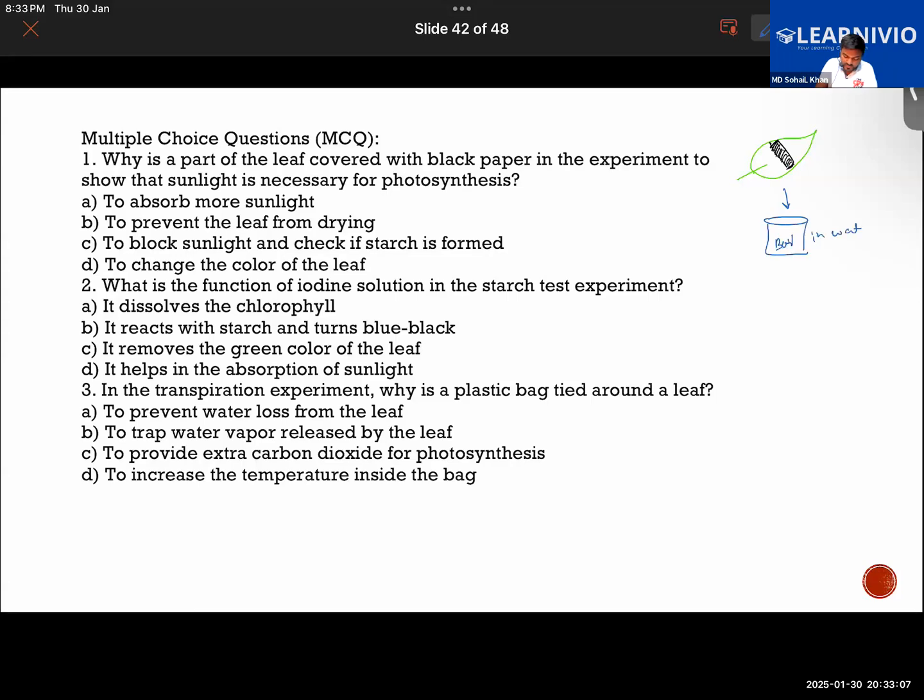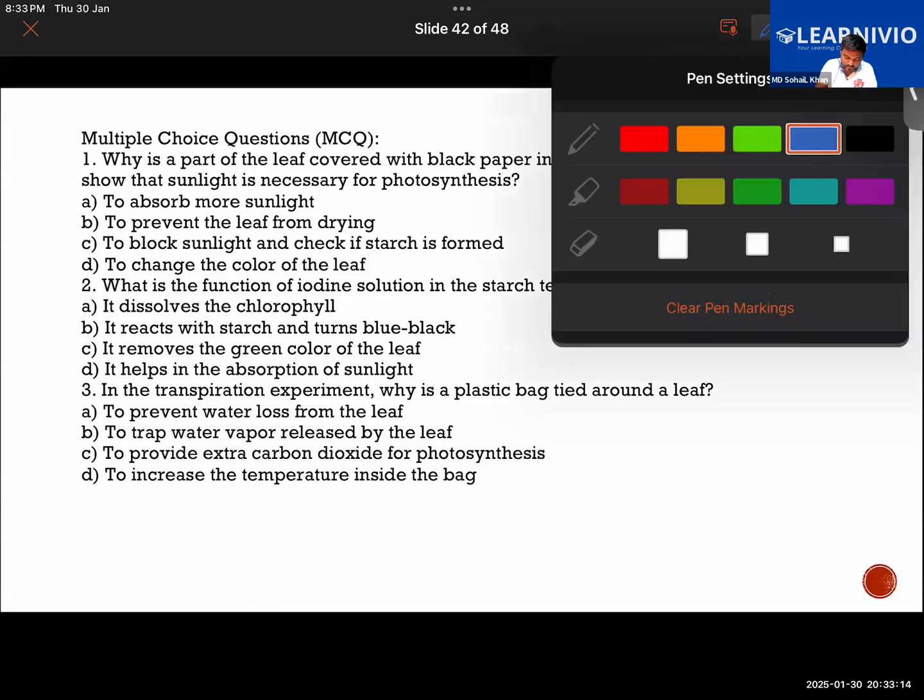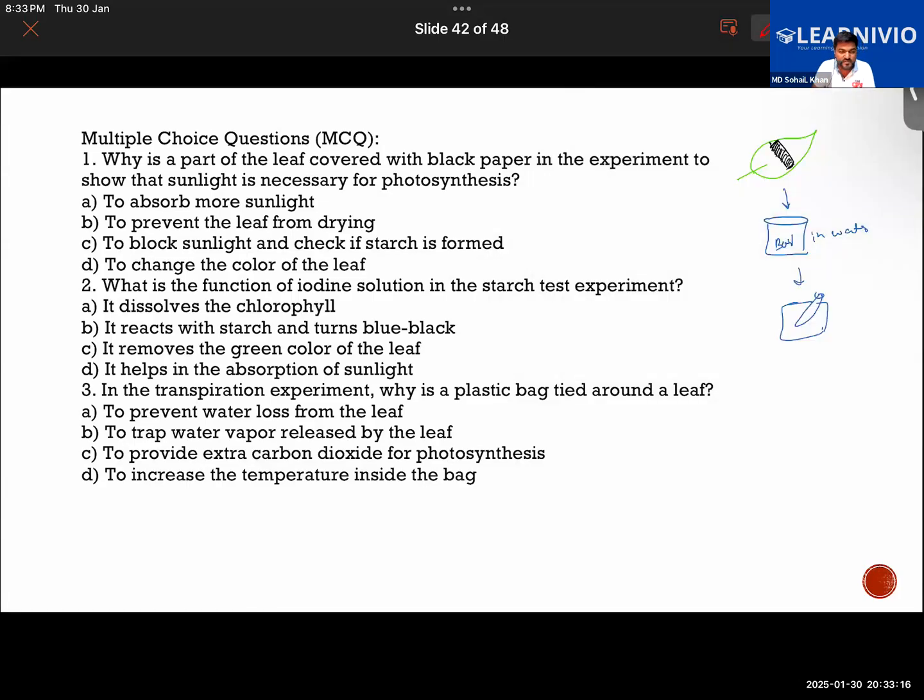Boil in water, and after this we boil it in alcohol, right? Sir, ethanol, to block sunlight and check if starches form. To check if starches form. Very good. So option C is right.